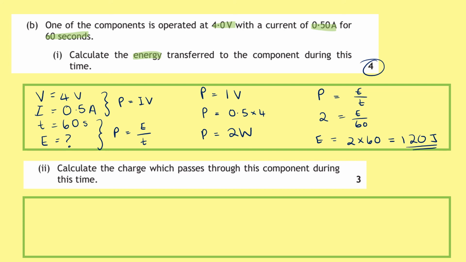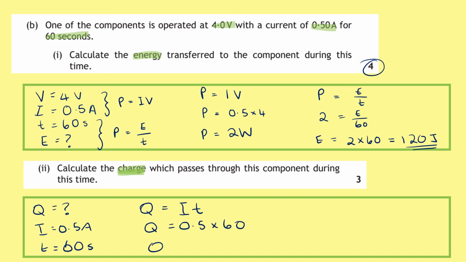Part 2. Calculate the charge which passes through this component during this time. So we want to work out charge this time. Charge is a Q. And looking at our equation sheet, we can see that the equation we want to be using is Q equals IT. Because we have I, that's 0.5 amps, and we have T, that's a time of 60 seconds. So Q equals 0.5 times 60, so our charge is equal to 30 coulombs.